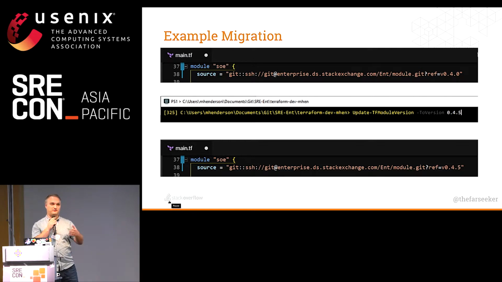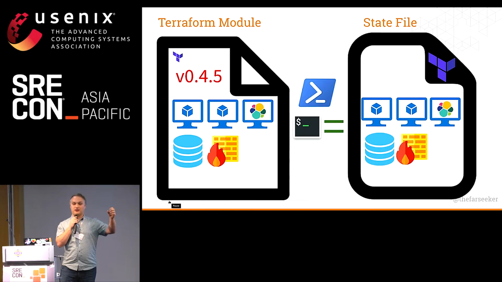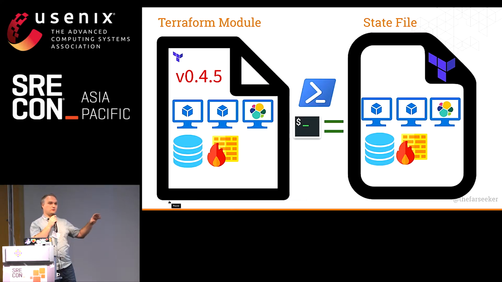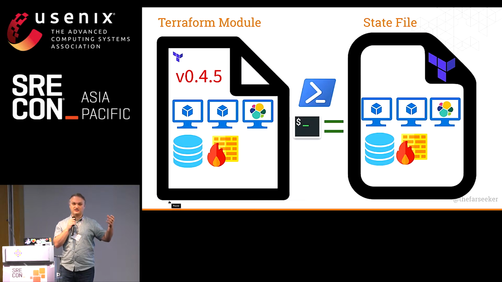So in this case, we have a PowerShell command called update TF module to version 0.4.5. It looks at the version that was in there and then runs Terraform state RM to forget something, or Terraform state import to replace something with the newer version, and then runs the new version of Terraform plan, and everything comes across smoothly, and you end up with a consistency between your Terraform code that you've written and what's in your Terraform state file.